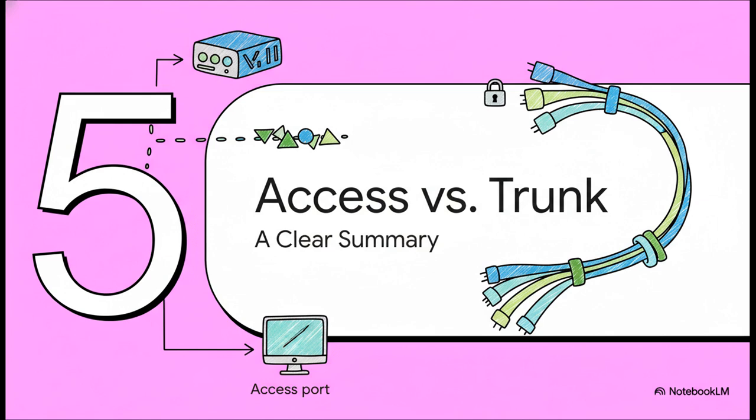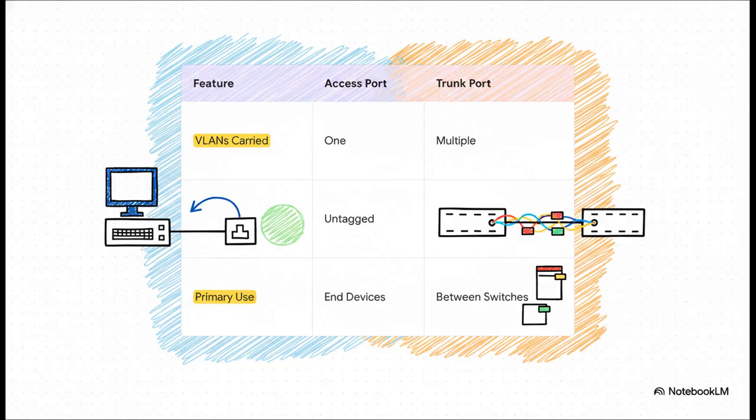All right, that was a lot of info, so let's take a breath and put everything side by side. Let's do a quick, clear summary of these two port types we've been talking about: access versus trunk. It really just boils down to this. An access port, it's for one VLAN, only one. All the traffic is untagged, and you use it to connect things like your computer or a printer. A trunk port, it carries multiple VLANs. The traffic is tagged, with that one exception for the native VLAN, and its main job is to link your switches together. Seriously, getting this difference down is one of the most fundamental things in networking.